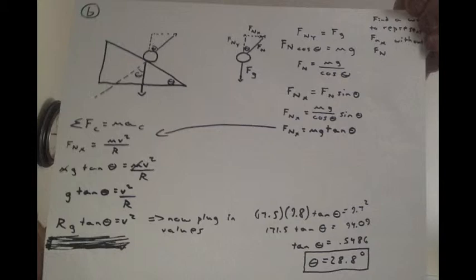From there, I was able to multiply both sides by r to get rid of that denominator r, and I was able to just plug in the values for r, g, and v squared, and then just solve it like a regular equation. Once I got tan theta equals 0.5486, I took the inverse tangent on both sides, and I'm left with theta being 28.8 degrees.